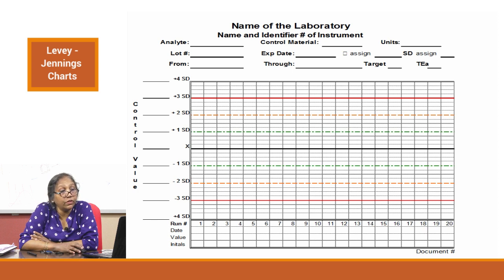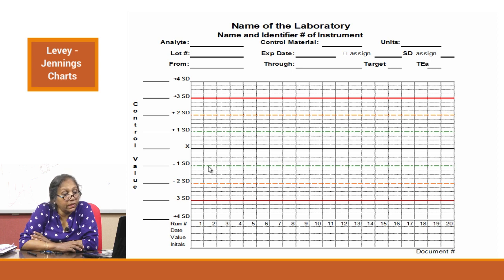So you write the name of the control, the units, the lot number, the expiry date, and your assigned mean and SD. We'll talk about assigned mean and SD in the coming videos, and also from when to when you are doing it. All these things, target and TEA, we'll talk about in subsequent videos. At this point in our QC monitoring, a lot of people are not doing the target and TEA, so I wouldn't force you to do this, but it's a good thing to do. If you have target values and total error allowable, those can also be put into your LJ chart.